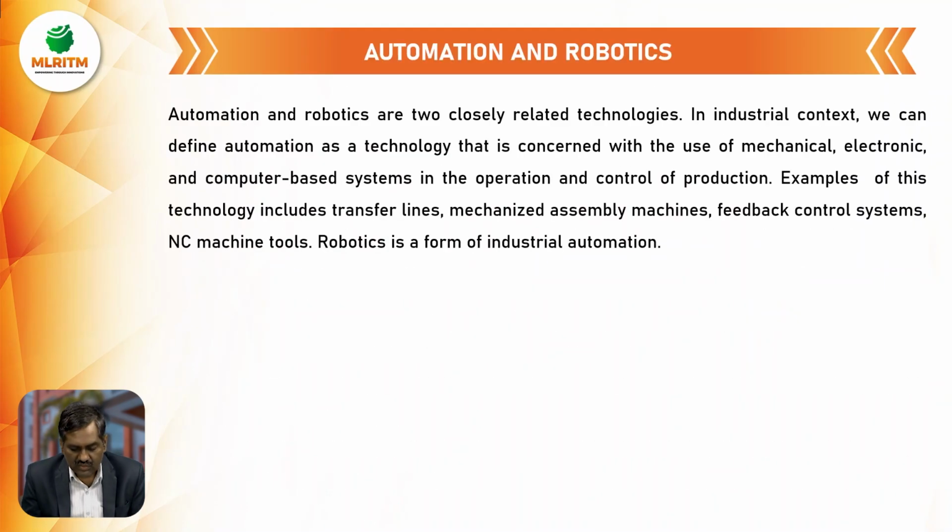And coming to automation and robotics, these are two technologies which are closely related. In an industrial context, we can define automation as a technology concerned with the use of mechanical, electronic, and computer-based systems in the operation and control of production. For example, the technology includes transfer lines, mechanized assembly machines, feedback control systems, and NC machine tools. And we say robotics is a form of industrial automation.